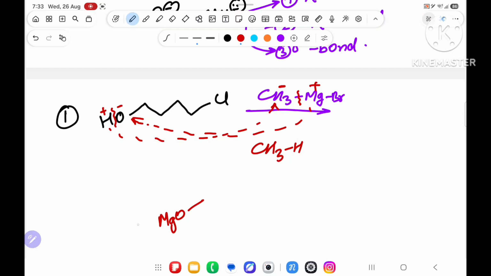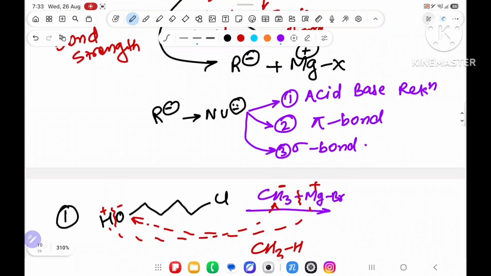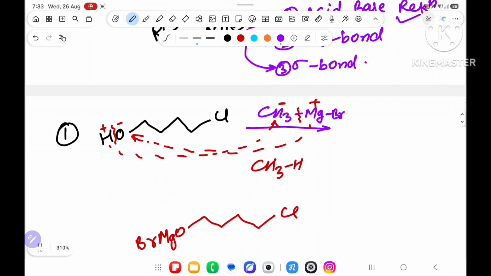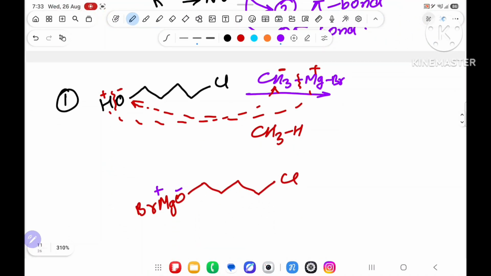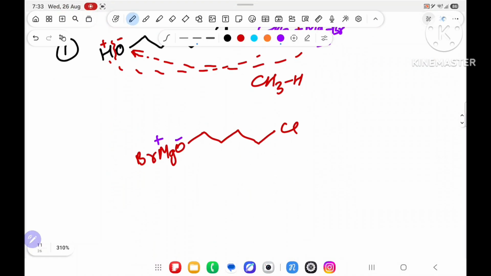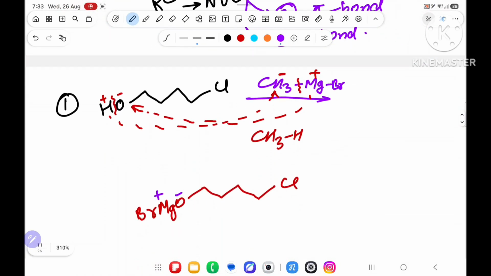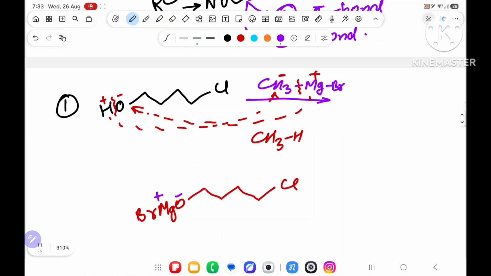With that Mg will attack Br. 1, 2, 3 and over here Cl. Acid base reaction done. First it will try to do the acid base reaction. Done. Over here minus, over here plus. Now there is no pi bond in this structure. Now it will search for a sigma bond. This minus is searching here: any plus coming? No. Here any plus coming? No. Here any plus coming? No. Here plus coming? Yes.